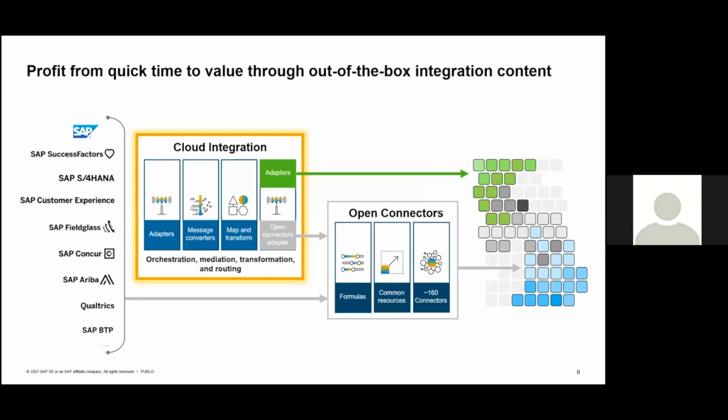How to bridge the 2 worlds of SAP and non-SAP applications? You can use cloud integration as your middleware solution. For the last mile to non-SAP cloud applications, the open connectors capability can jump in. Cloud integration is the preferred option, especially in scenarios which profit from quick time to value through out-of-the-box integration content from the SAP API Business Hub, and for any integration where mediation, transformation, and routing are helpful.